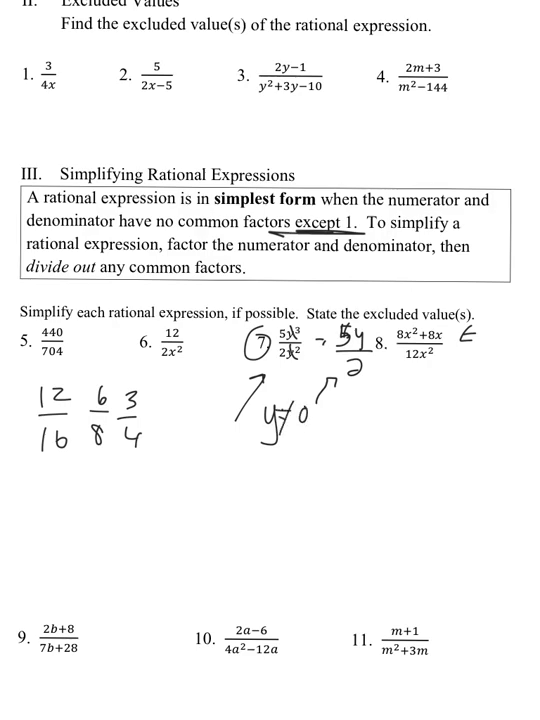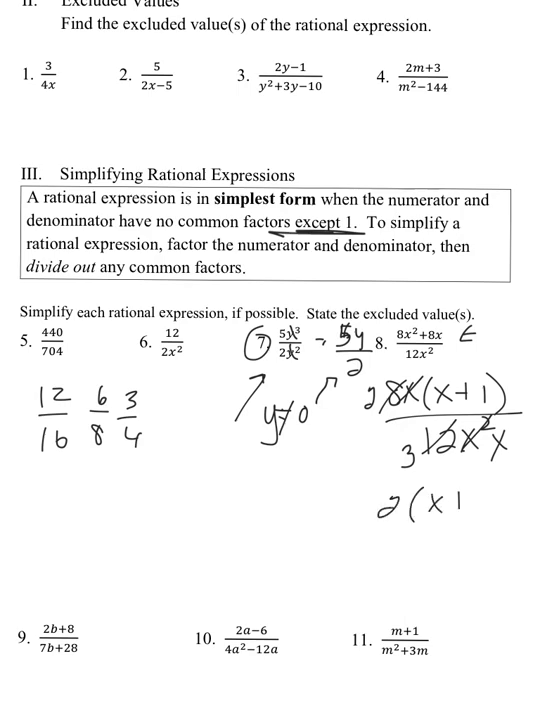So for number 8, the first thing we want to do is factor the numerator. So you have a GCF of 8x times the quantity of x plus 1 over 12x squared. Now we can simplify this. So you can take your coefficients and you can take a 4 out of both of those. You have a 2 and a 3 left over. And then you have an x here, x squared, so you have x left over in the denominator. So your numerator is going to be 2 times the quantity of x plus 1 over 3x.